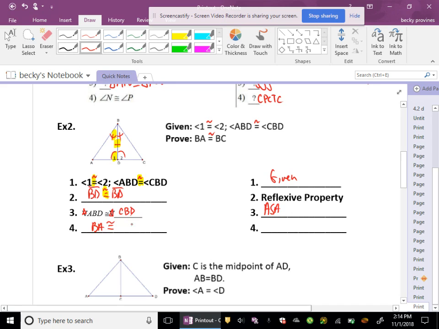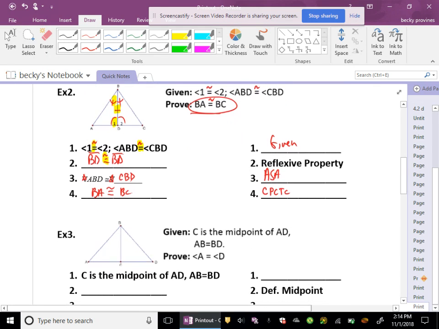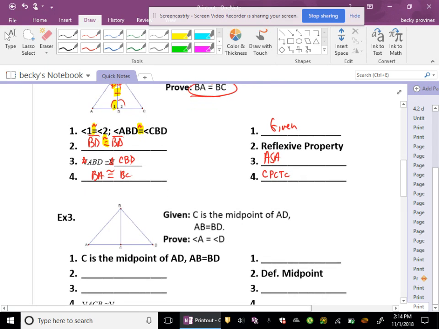All right, so we're going to take what we're proving, which is up here, and we're going to use the 5 letters to prove it. So those 5 letters again are CPCTC: corresponding parts of congruent triangles are congruent. And we're finished.